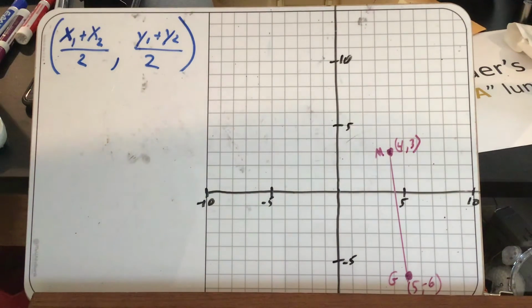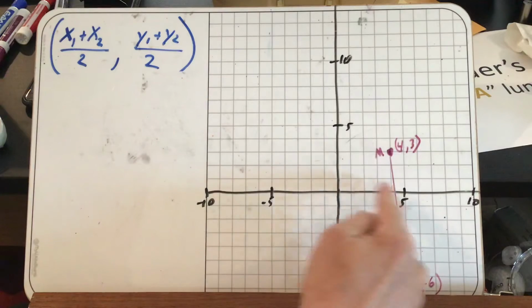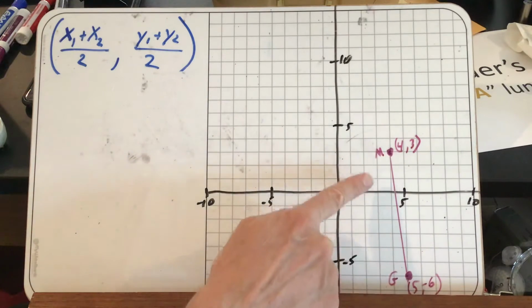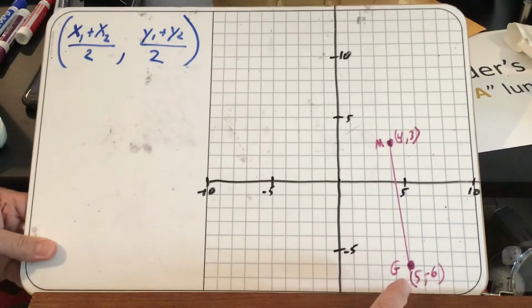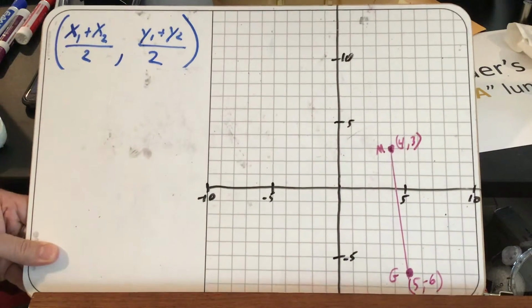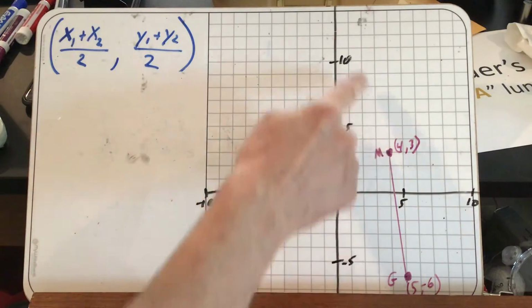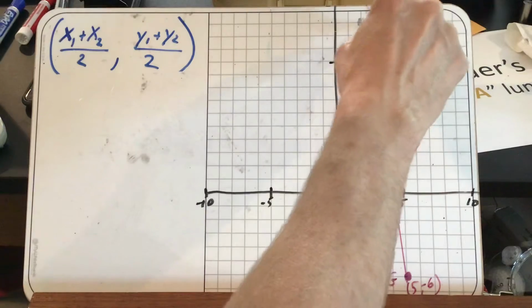Okay, Chloe, that first problem you sent me gives you the midpoint, which is (4, 3), and it gives you one of the endpoints of a line segment, and that one endpoint is (5, -6), so over 5, down 6. And the question is, where is the other point?